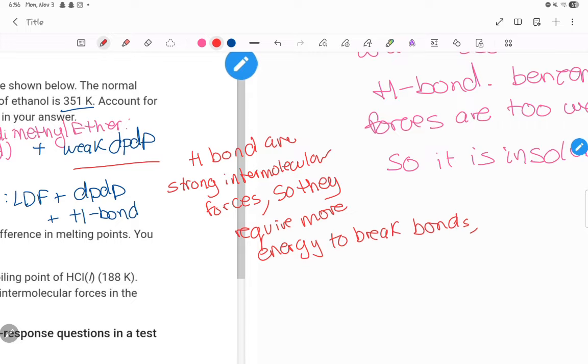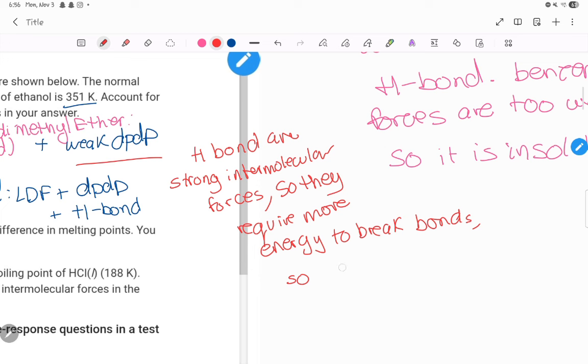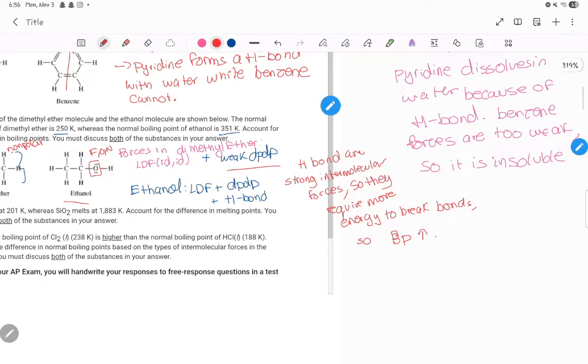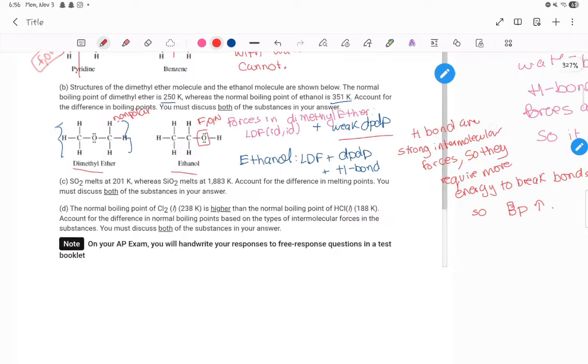So thus the boiling point of ethanol will be higher. In summary, the forces in dimethyl ether are LDF and weak dipole. Ethanol has LDF, dipole, and hydrogen bond. This hydrogen bond is a strong intermolecular force, so it needs more energy to break the bonds, and due to the need of more energy, it will need a higher temperature, which is a higher boiling point.